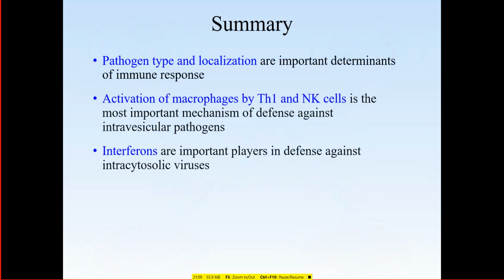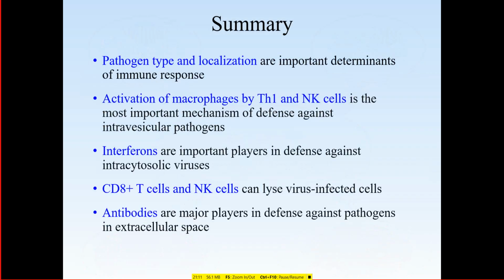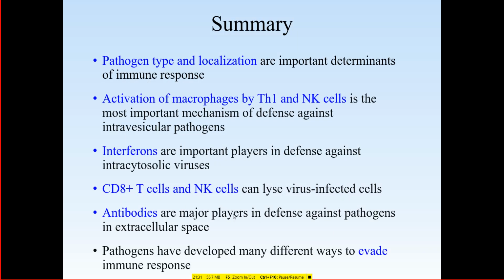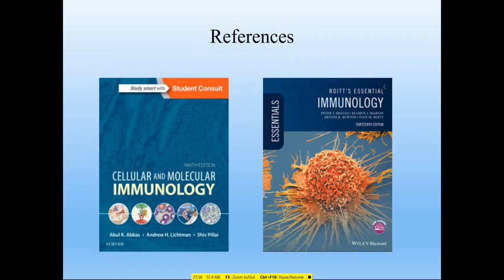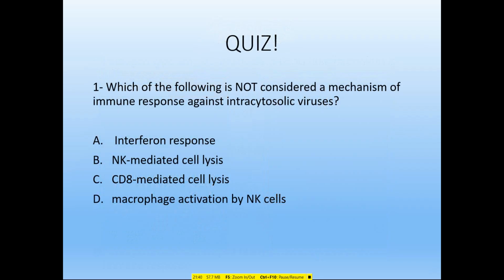So this is the end of the story and the summary here. Pathogen type and localization are very important in the process. Activation of macrophages, both by TH1 and NK cells, is an important defense mechanism against intravesicular pathogens. Interferons are important players in defense against viruses, and CD8 T cells and NK cells lyse virus-infected cells. We have antibodies for defense against pathogens in the extracellular space, and we have a lot of ways of evasion. Okay, so this is the textbook, and this is the quiz.